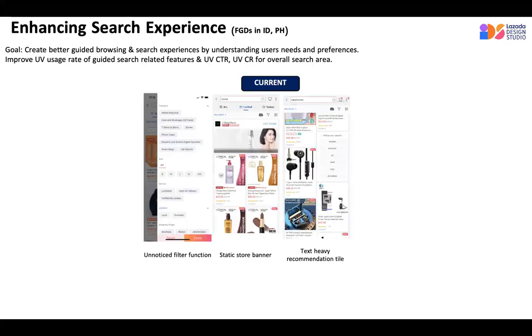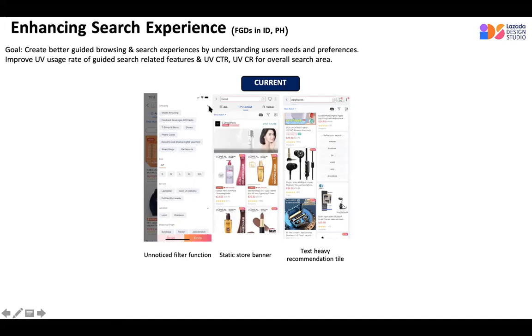So we wanted to understand what they want, and hence what we did is this: this is our current one, this is current Lazada. One of the things which users mentioned is that they did not notice that there is a filter function. There is actually a filter function.